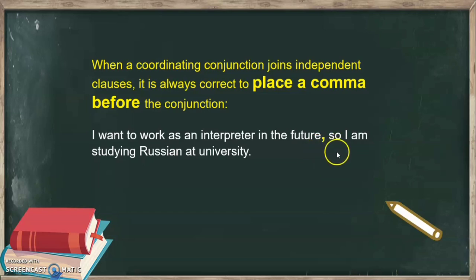Comma before conjunction. Okay, let us read this sentence. Let's read it together. Please follow me as I read it. I want to work as an interpreter in the future, comma, so I am studying Russian. Sorry.